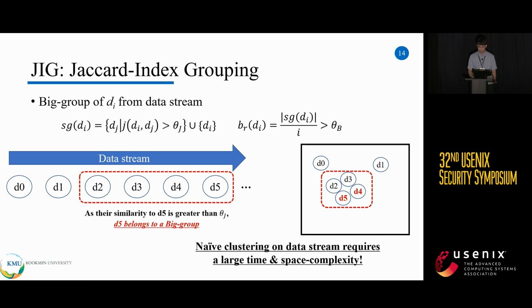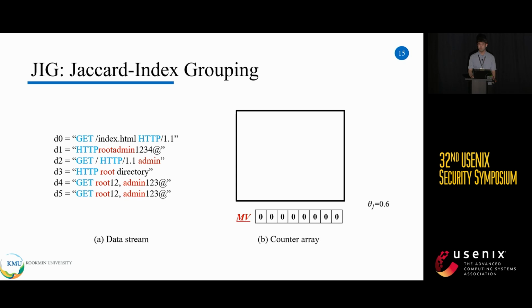In the JIG component, we want to determine whether the data belongs to a big group or not. However, we cannot use a live clustering algorithm because of the excessive increase in both time and space complexity. Instead of using a heavy clustering algorithm, we summarize the similarity relationship among the streaming data into an integer array called MV, for managed virtual vector. This MV is initialized to 0, as in this slide. And there is a predefined threshold theta j.